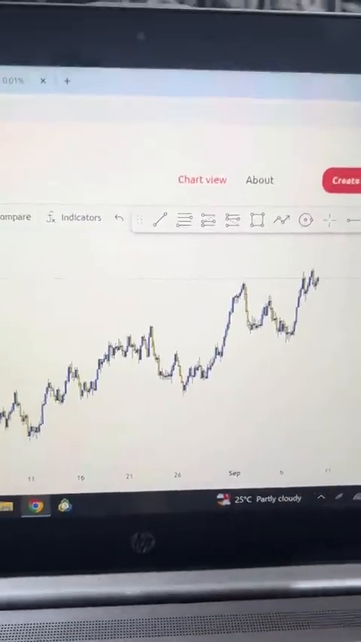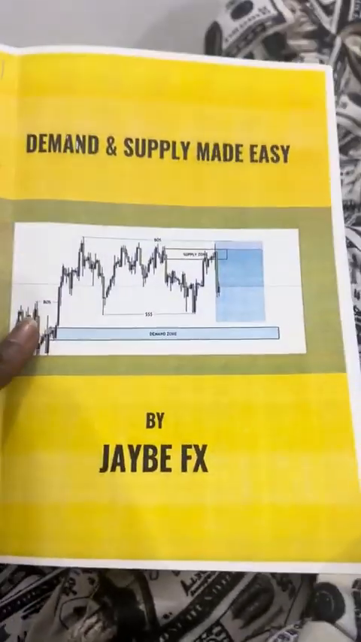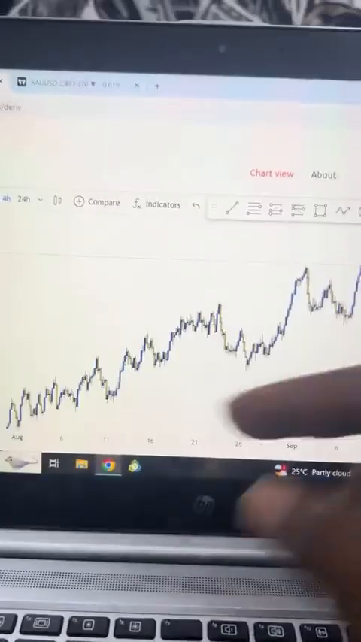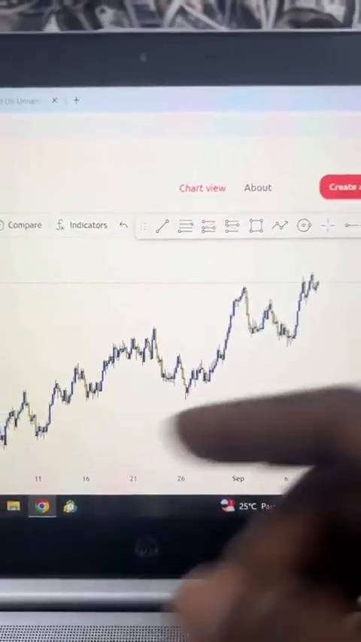I want to show you how I analyze the chart from A to Z to take a trade using my demand and supply strategy. This is one of the best strategies out there. There are different strategies. There are those that use trend lines. They have trend lines on their chart. There are those that use breakout and retest. There are those that use chart patterns. But I only use demand and supply.